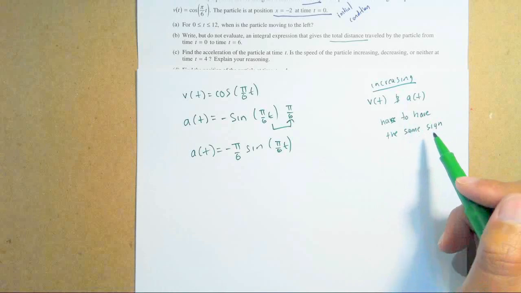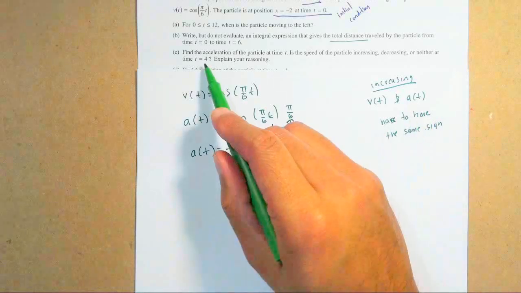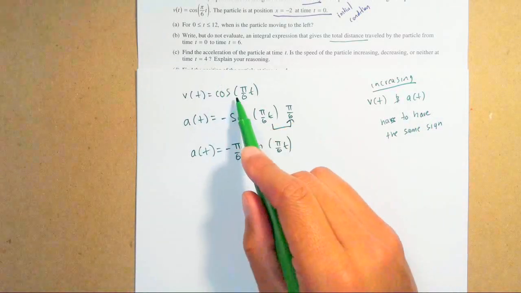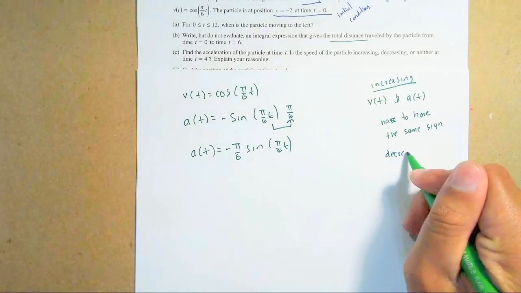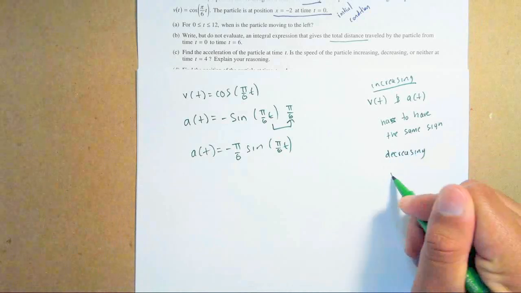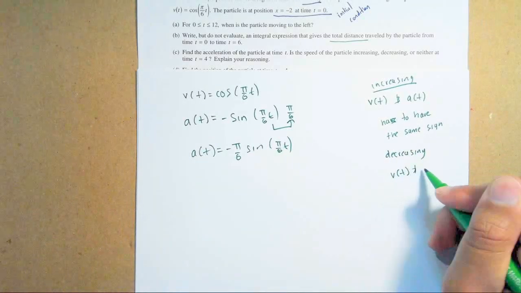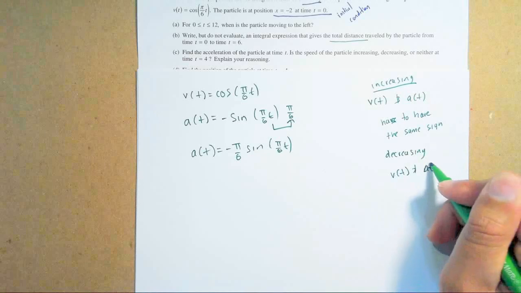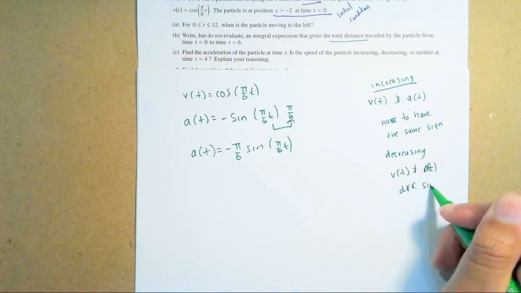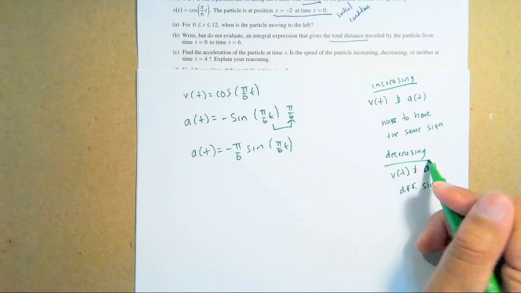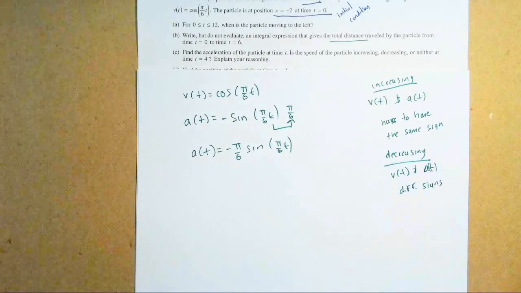So what does that mean? Well, when I plug in that time t equals 4 into velocity and acceleration, they have to have the same sign. So they both have to be positive or they both have to be negative. Well, decreasing is when v of t and a of t have different signs. So one being positive, one being negative. And then neither would be if one of them were to equal 0 when you plug it in. So that you're not going to get a positive or a negative number.